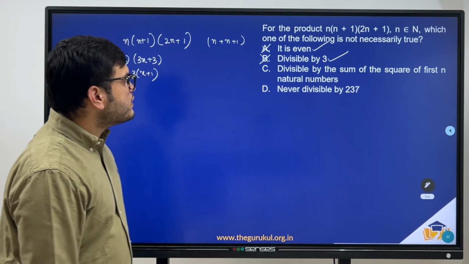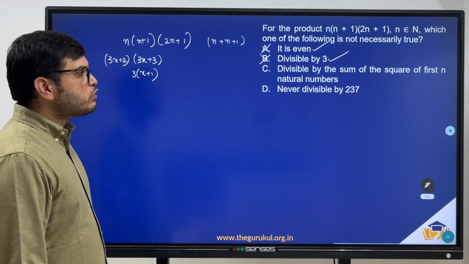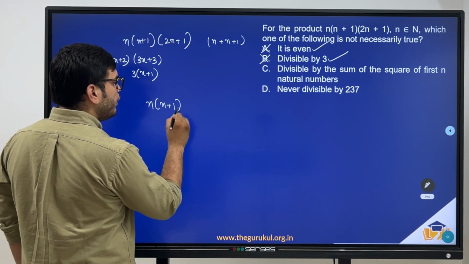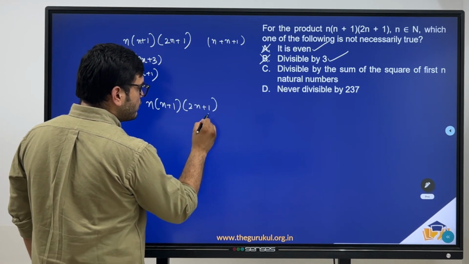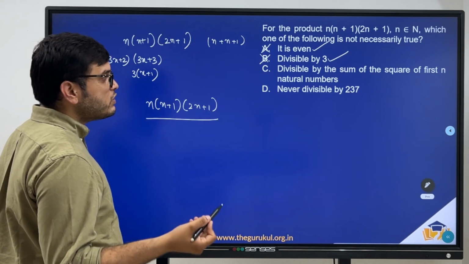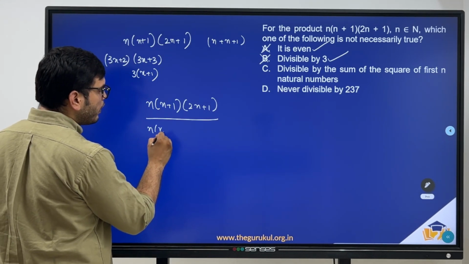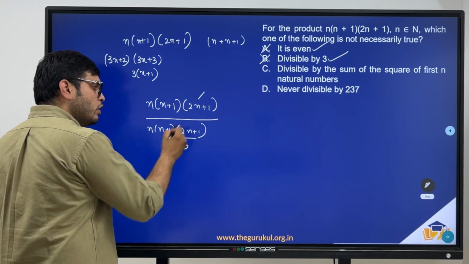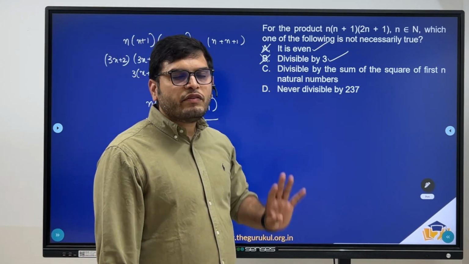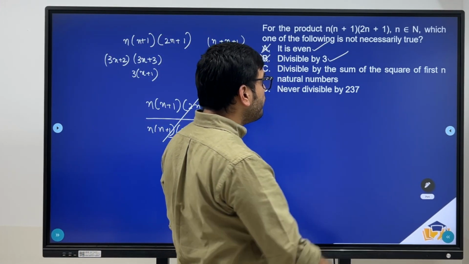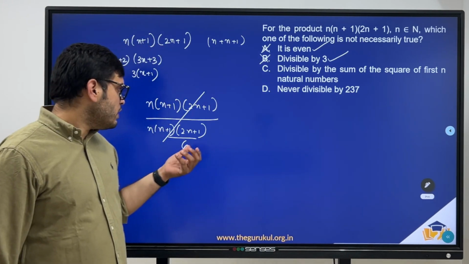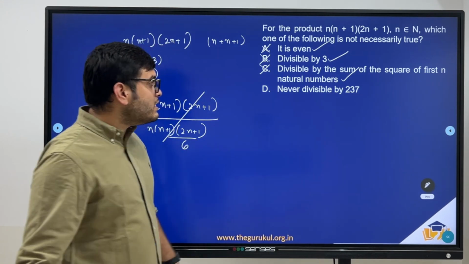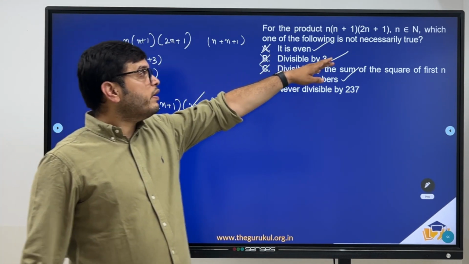Right. Now option C, divisible by sum of the squares of first n natural numbers. Yes, n into n plus 1 into 2n plus 1, when divided by the sum of the squares of first n natural numbers, that is n into n plus 1 into 2n plus 1 by 6, right? So these two will get cancelled, hence this is a multiple of the sum of squares of first n natural numbers, and the quotient will be 6. Definitely true, right?